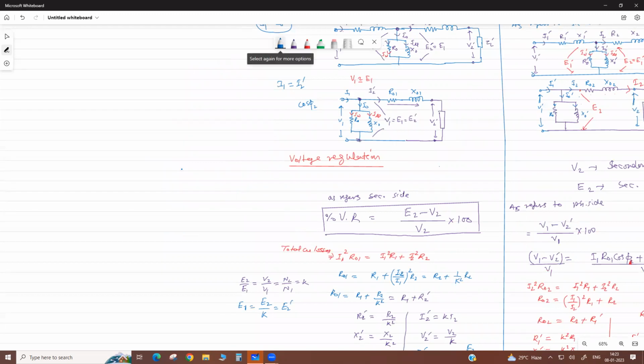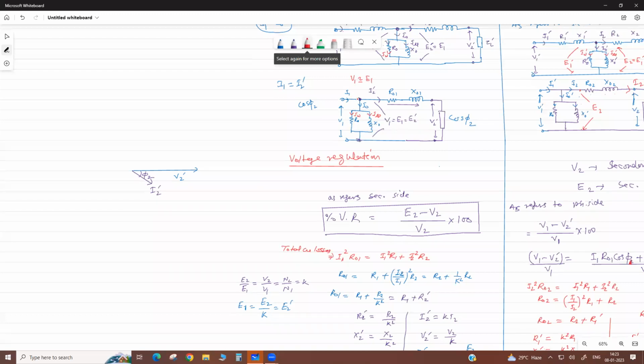See, this is V2 because here is your cos phi 2. Okay, so this is your V2 dash. Correct, V2 dash. Then this is your current, if it is lagging or leading. Suppose lagging power factor, I2 dash. Okay. This is your phi 2. Or generally here we take this as I1, this current.